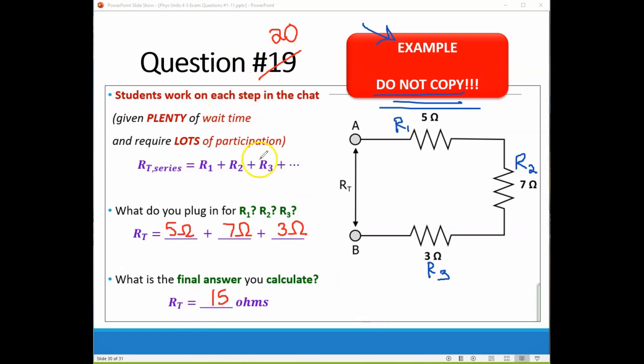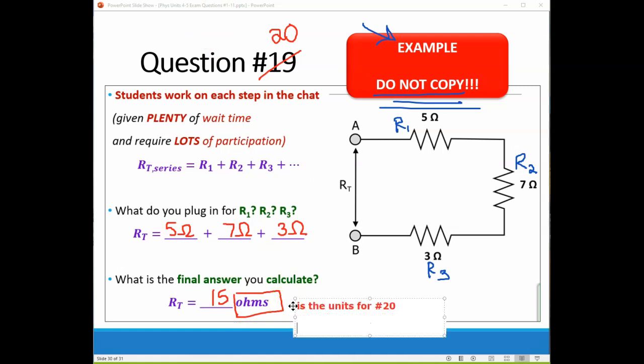Again, this is just an example, so do not copy this. However, for your units in question number 20, please write out OHMS as your units. So OHMS is the units for number 20, but again, do not copy the number because yours will be different. All right, so this should help you with question number 20. Pause the video, continue playing when you're ready.